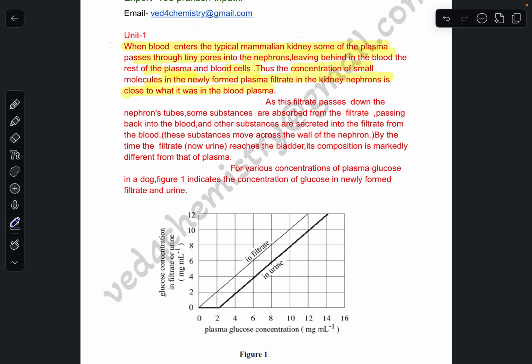So this line is very important. The concentration of a small molecule in the newly formed plasma filtrate in the kidney nephron is close to what it was in blood plasma, meaning the blood plasma value and the concentration in the filtrate can be the same as well. As this filtrate passes down the nephron's tube, some substances are absorbed from the filtrate, passing back into the blood, and other substances are secreted into the filtrate from the blood. These substances move across the wall of the nephron. By the time the filtrate reaches the bladder, its composition is markedly different from the plasma.